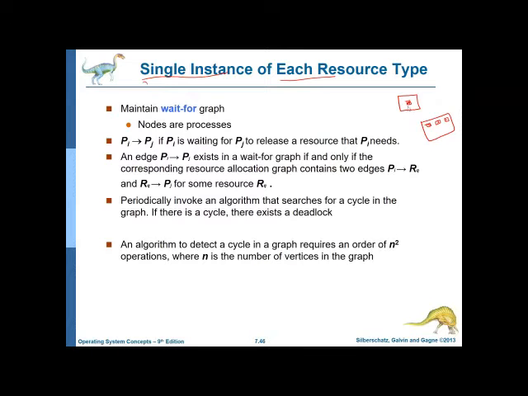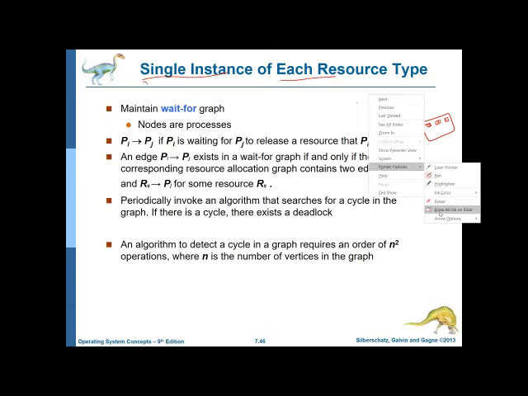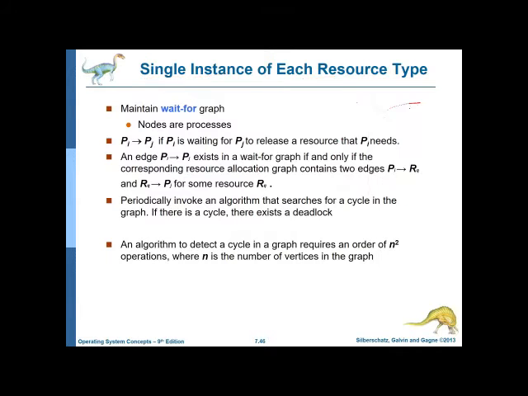So we'll be looking at it in two ways. One is the single instance case, and the second is when there are multiple instances. Now, let us look at the first case, that is, single instances. If a single instance of each resource type is there, what can be done?